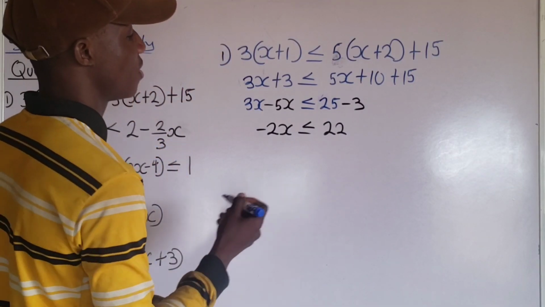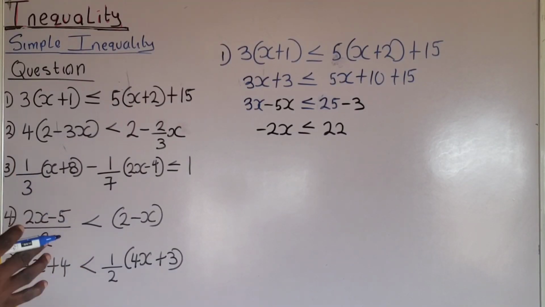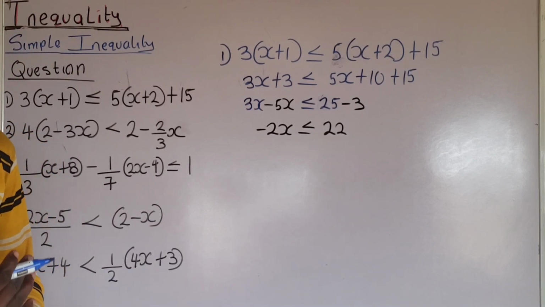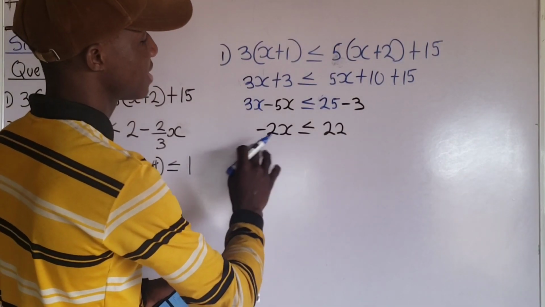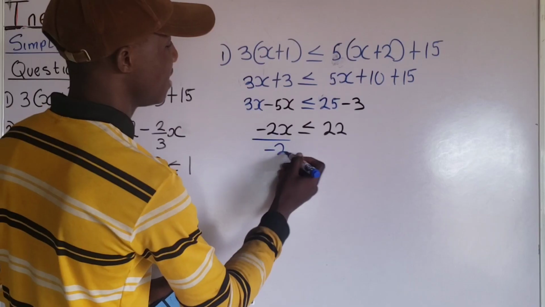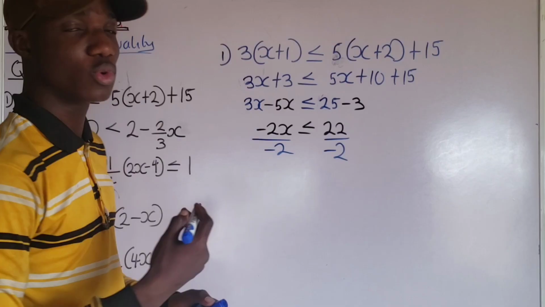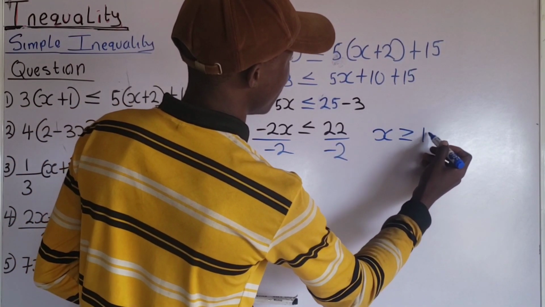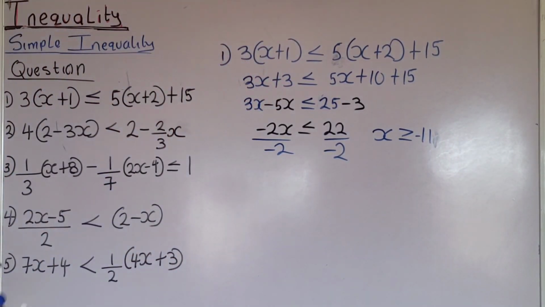Okay. Now, the next step is to divide both sides by negative 2. Now, don't forget, in our previous class, I told you that anytime you are dividing an inequality by a negative number, the inequality sign is reversed. You understand? So, if I divide this inequality by negative 2, because the sign there is less than or equal to before, now the sign is going to change to greater than or equal to. So I'm going to have x is greater than or equal to negative 11. Sorry, x is greater than or equal to negative 11. Do you understand?